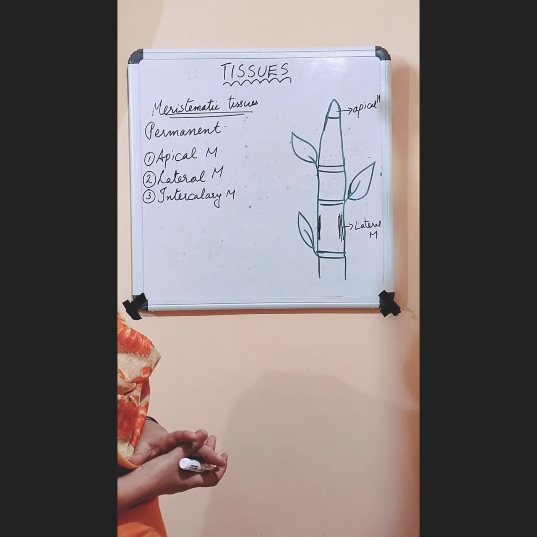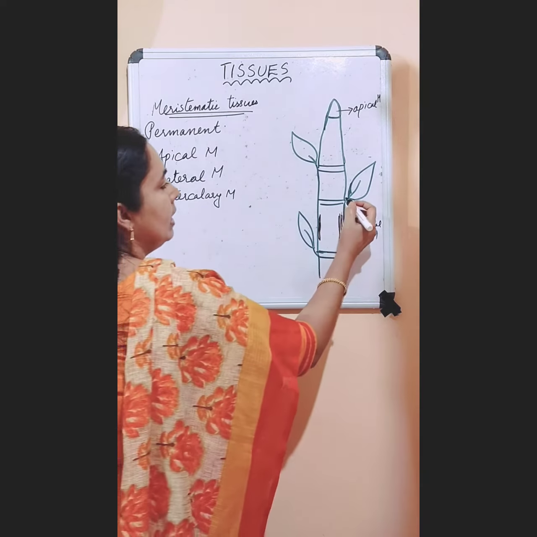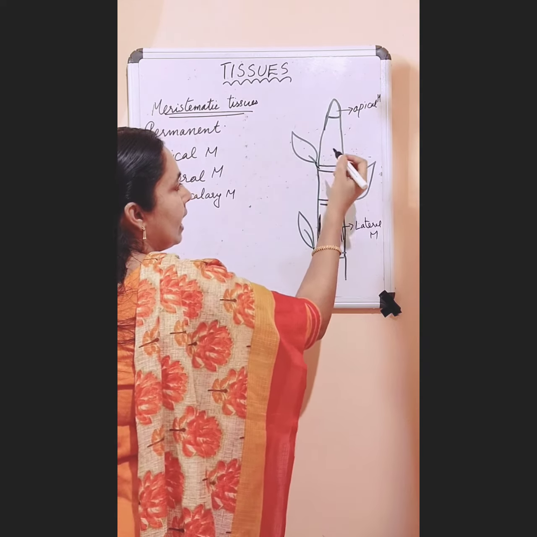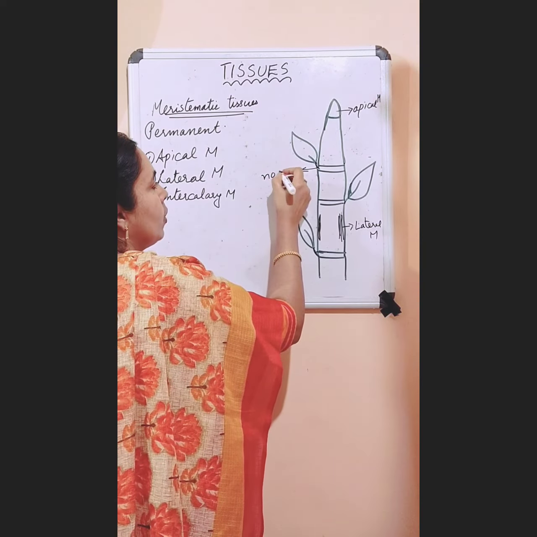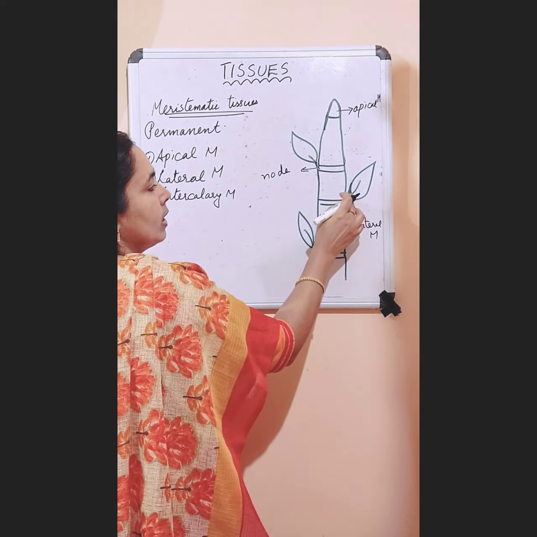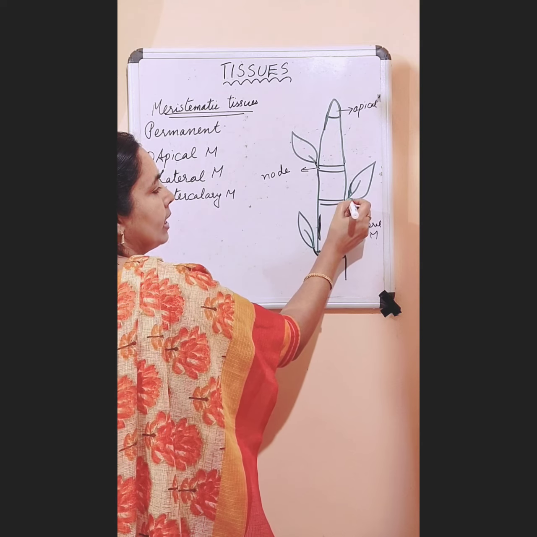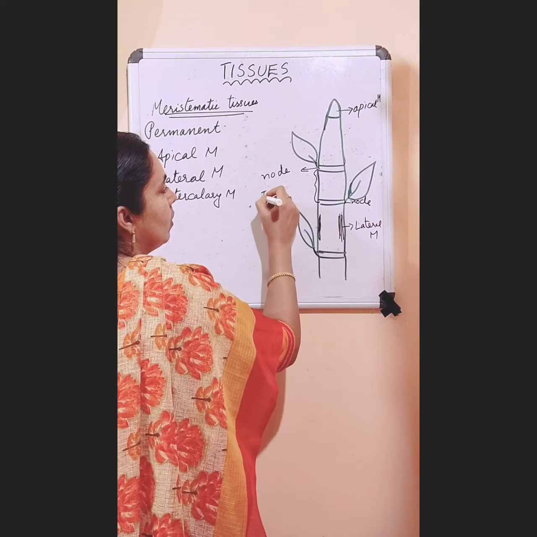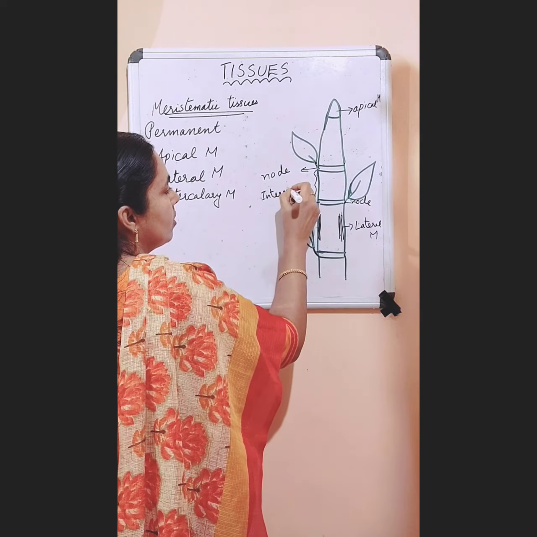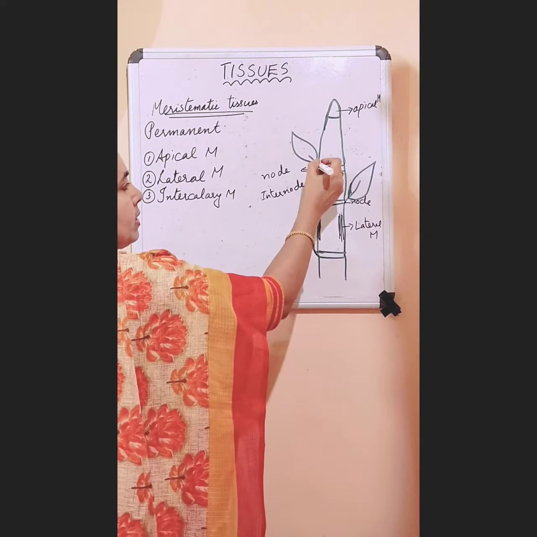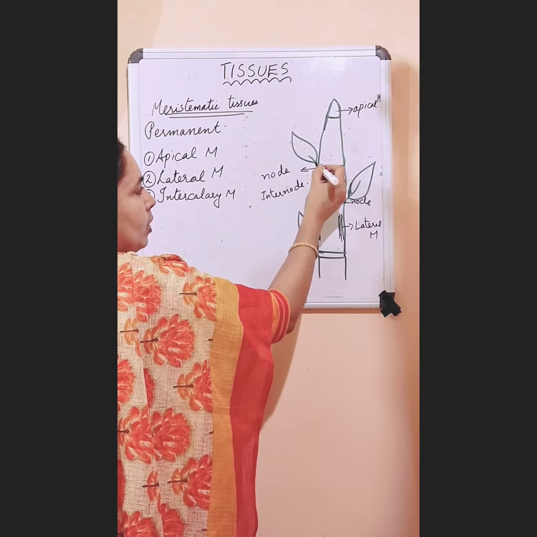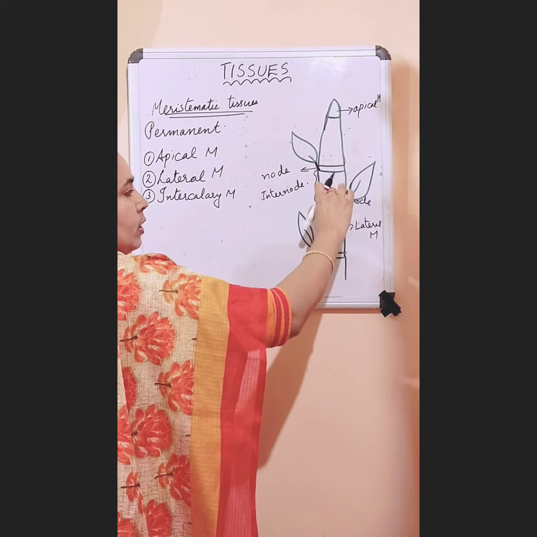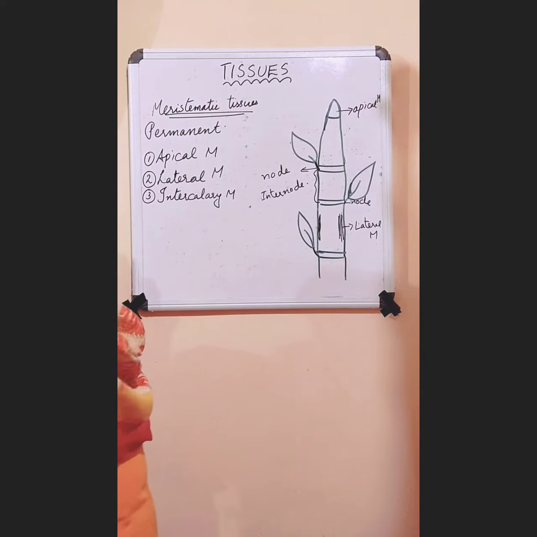intercalary meristem. And we know the leaves are attached to the stem. And the place where these leaves are attached to the stem, that is called node. So this is one node. Here leaf is attached, so this is another node. And the place between these two nodes is called internode. Okay, so the place where leaf is attached to the stem is called node, and the space between two nodes is called internode.